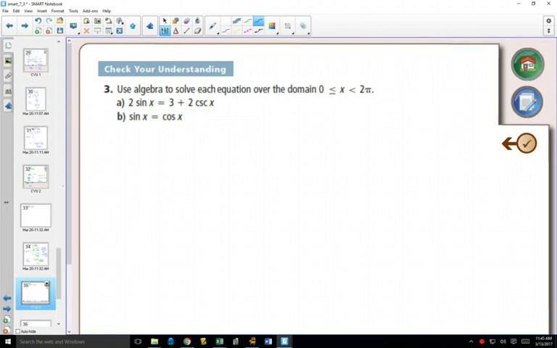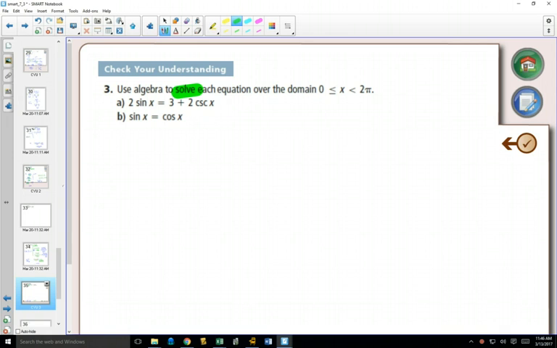Use algebra to solve each equation, so we have some solving ones on our quiz this afternoon. Here we have 2 sine x equals 3 plus 2 cos x. The key thing is we notice this has the word solve in it. It doesn't have the word prove.